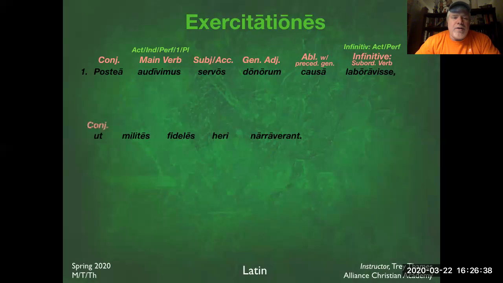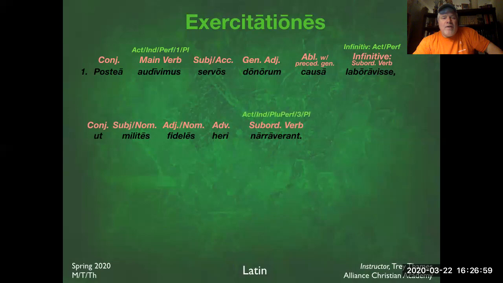The rest of the sentence, you got another conjunction, ut, followed by milites, which is the subject. It's nominative plural, followed by an adjective that's also nominative plural, so it's modifying milites. You got an adverb with heri, and you've got another verb that's part of this clause. And of course, it's subordinate to the main sentence. And if you were to parse it out, it's active indicative, pluperfect. Notice its third principal part, narrav. I don't know why I can't say that. Narrav, that's the way I say it. Narrav plus erant, that's your pluperfect ending. Third person plural, so it's narraverant.